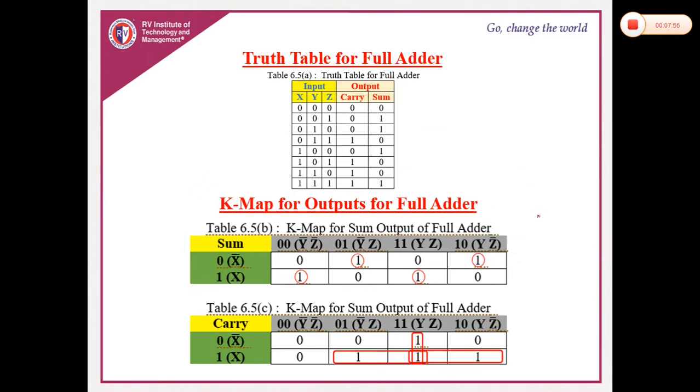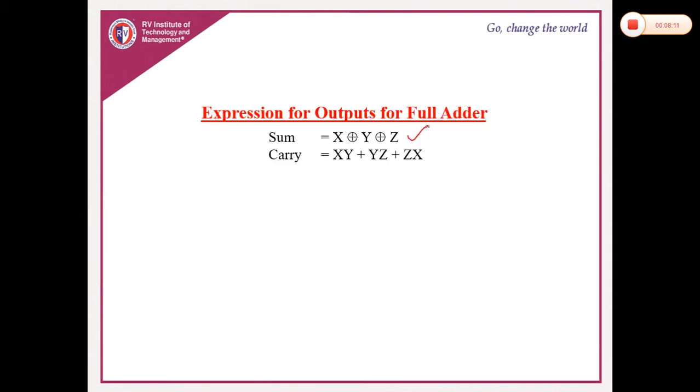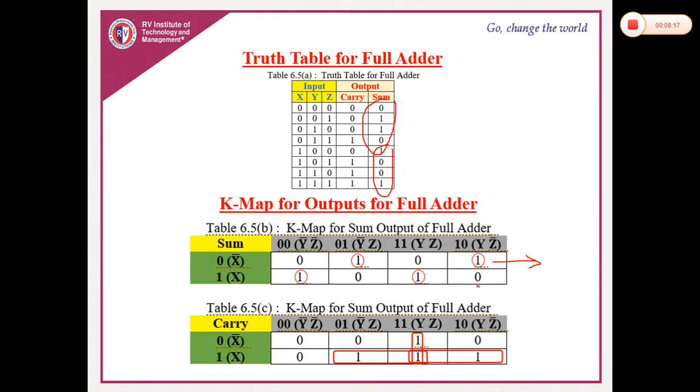So you can just see, after putting this 0 1 1 0 and 1 0 0 1 in the K-map, you get it like this, and there is no octet possible, there is no quad possible, there is no pair possible, only single entities. And after realizing this expression, what we'll be getting is nothing but x XOR with y XOR with z. Okay, then similarly, how to get the carry expression?